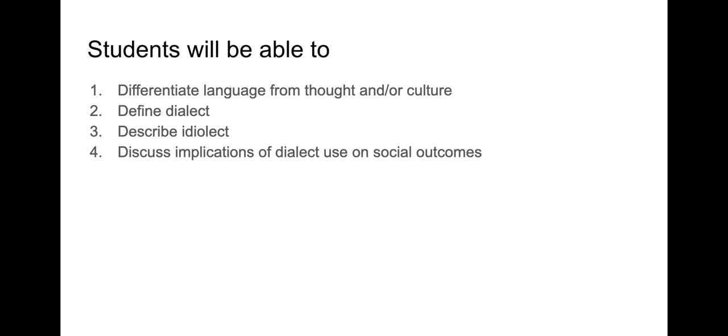You'll be able to differentiate language from thought and from culture, define dialect, describe idiolect, and discuss implications of dialect use on social outcomes. So let's start with idiolect. Idiolect, idio meaning that term of the individual, right? Idiosyncratic. So idio reflects an individual's idiosyncratic speech pattern, how one particularly speaks.